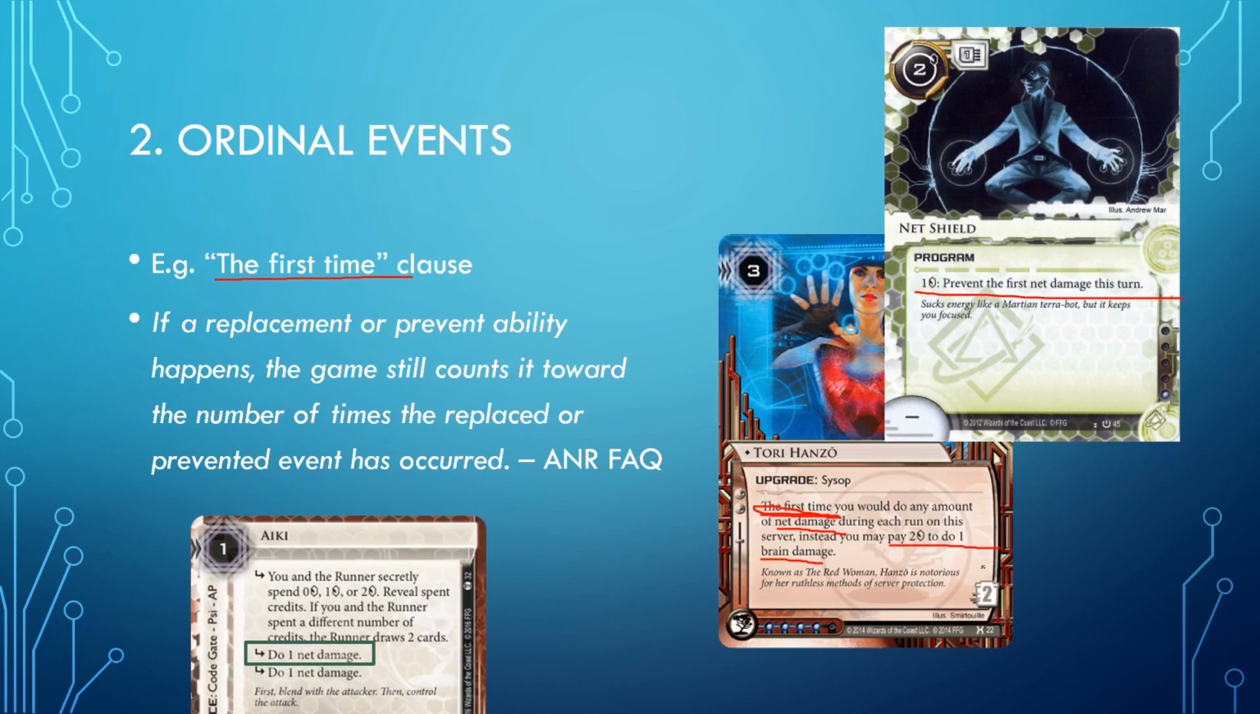This is a separate topic altogether, but it is worth noting because when you go on to deal the second net damage of Aiki, the second net damage is considered the second instance. It's no longer the first time, therefore this second net damage cannot be converted with Tori Hanzo. So this is an important interaction to note in ordinal events.